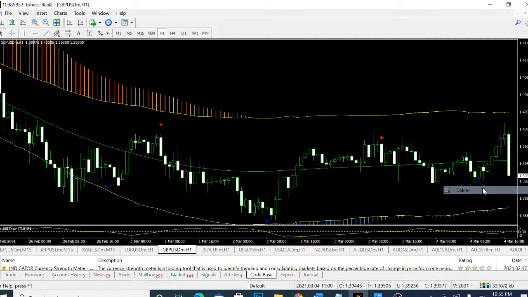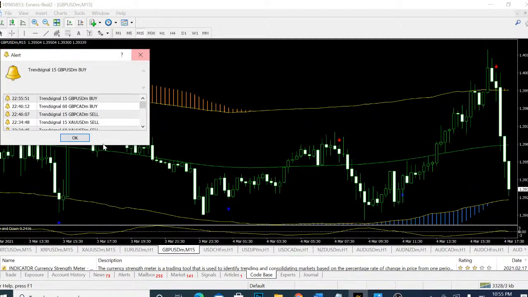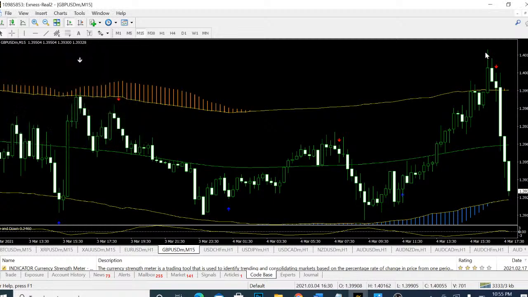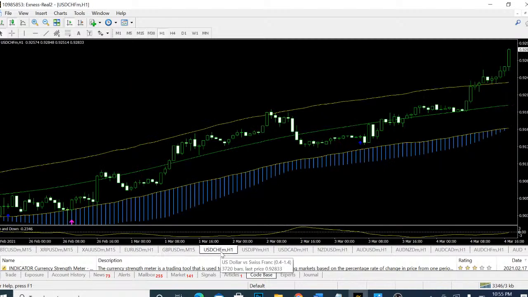If we look at the 1 hour chart, I had a buy signal and I triggered the trade in the morning on the buy signal. And going to the 15-minute chart, guys, we had the sell signal on Great Britain Pound USD. So overall a very perfect signal here.